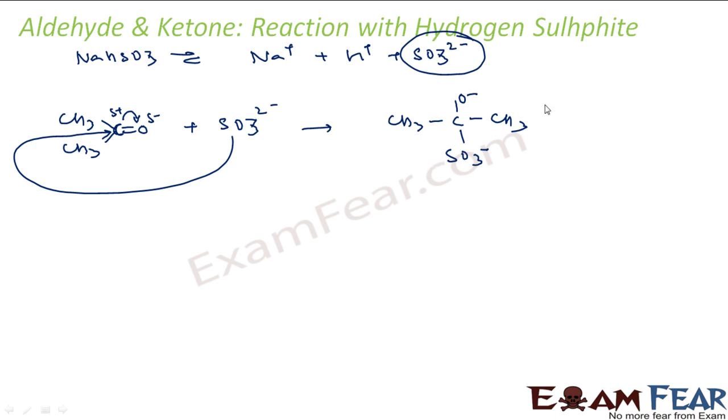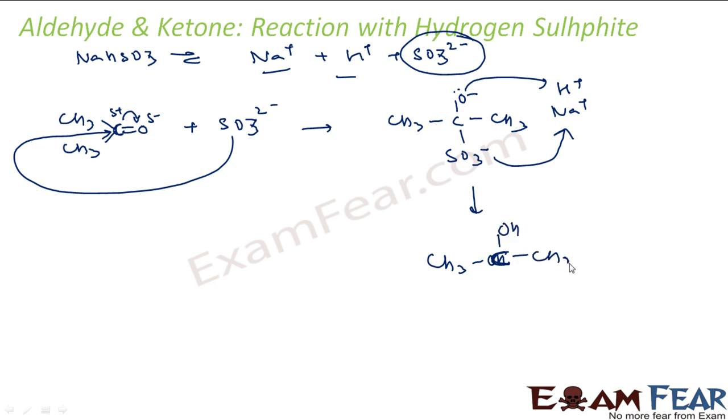Correct? Now what I have in my system, I have Na+ and I have H+, right? Na+ and H+. This oxygen has a lone pair to attract this H+, and SO3 will attack this Na+. So what you get is CH3, C with OH, CH3, and here you have SO3Na. And this is the reaction mechanism. Acetone bisulfite compound.